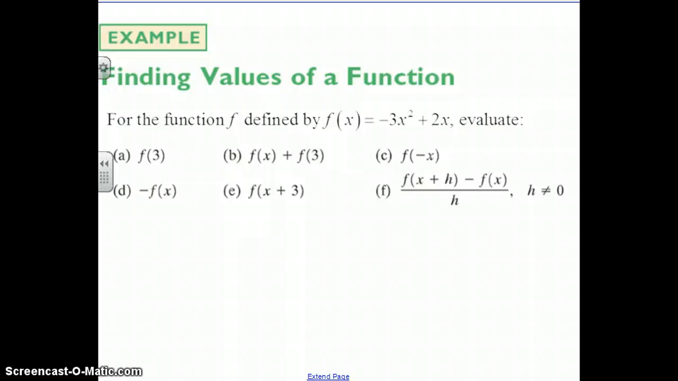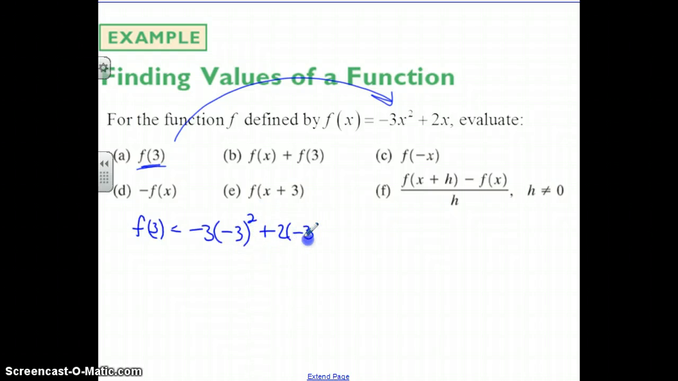If you were to evaluate f at 3, that says every time you see an x, plug in a 3. So for f at 3, I would have -3 times 3 squared plus 2 times 3. So it's -3 times 9 plus 6, which is -27 plus 6, which is -21.